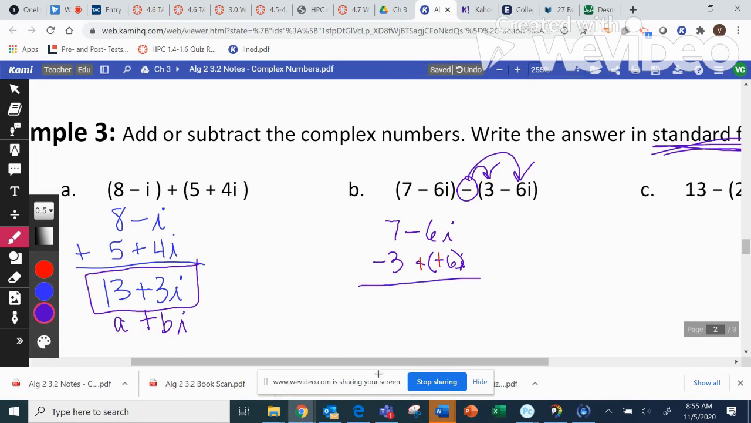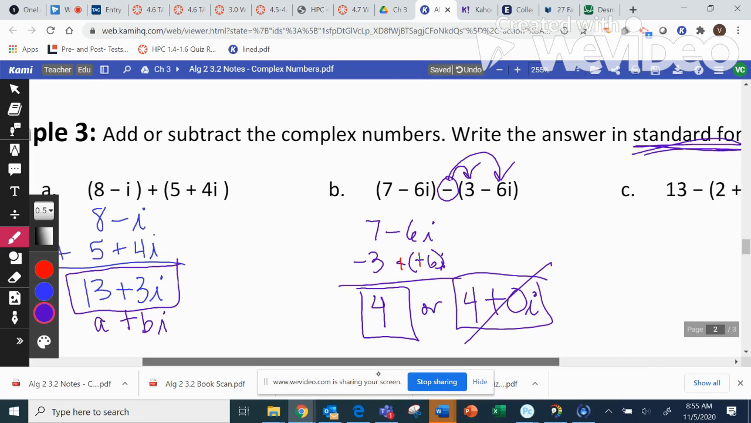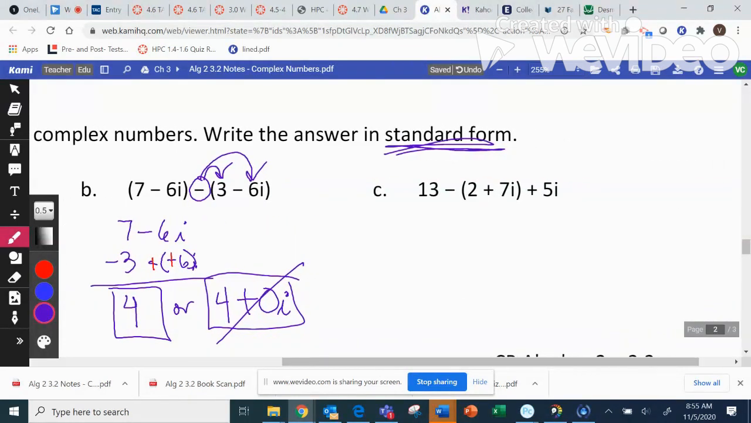Ryan, you okay there? You're just overwhelmed with how fun this is? I thought so. So Ryan, what's -6i plus 6i? Nope, try it again. What's -6i plus 6i? What is it? 0. So I'm not going to write it. My answer is just 4. I could also write it as 4 plus 0i, but since there's no imaginary component, I don't really need to write it this way. It's just 4.